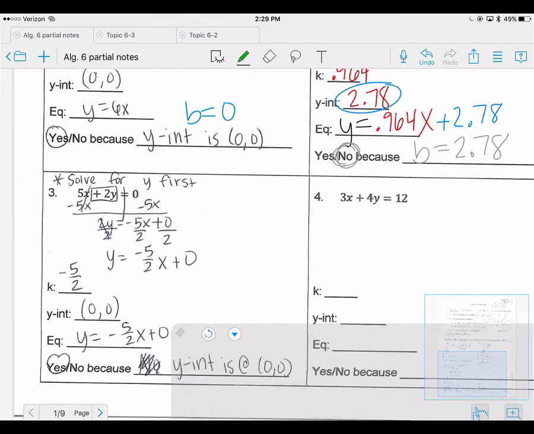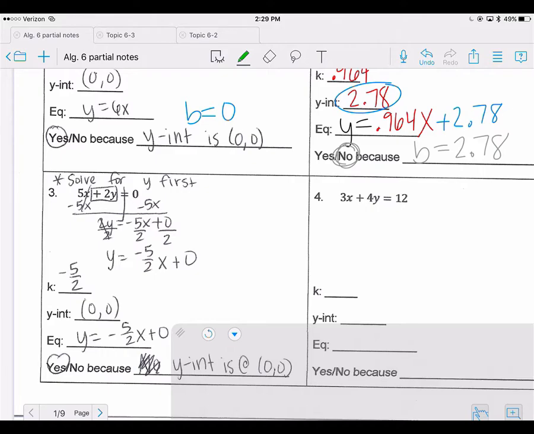So for problem 3, they ask us the same thing. Is this an example of direct variation? In order to see that, I need to solve for y first. Remember that when I solve for y, I move x by doing the opposite operation. So in this case, I am subtracting x from both sides. And then I divide every piece by 2. So when I do that, I get my equation of -5/2 x plus y.